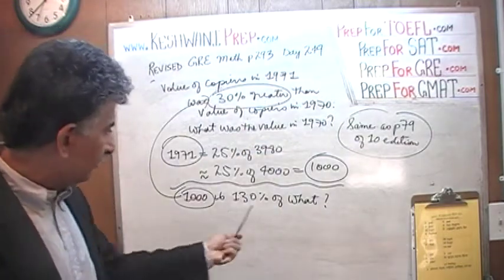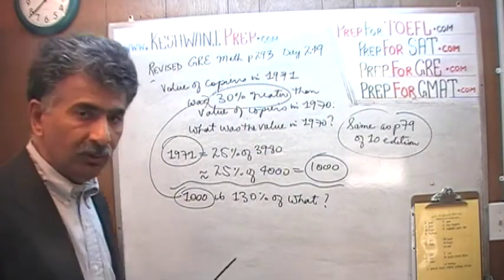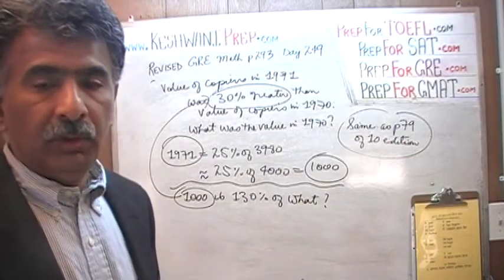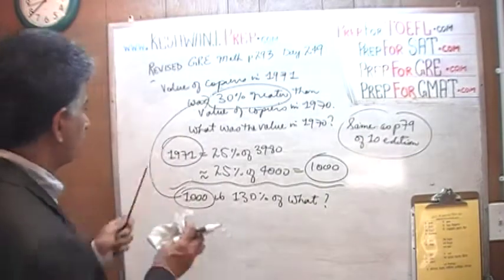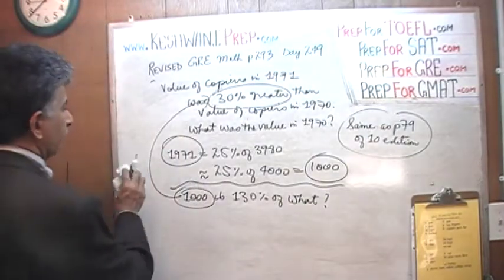So let's find this out. This is all we have to solve here. The question simply boils down to: 1,000 is 130% of what? So let's find out, shall we? I'm going to do it on the top so we have the room.